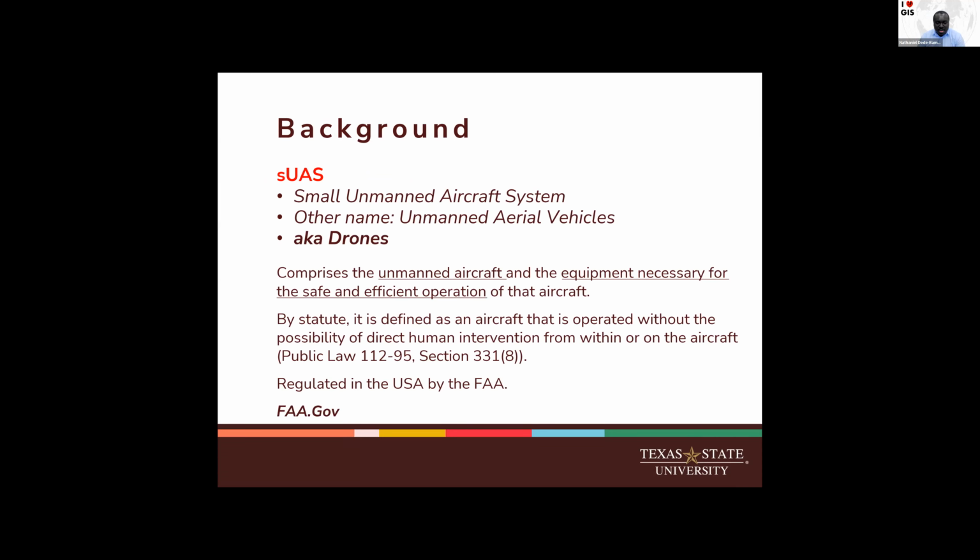It's called unmanned because, of course, there's no person on board, but it's operated from a remote location. And then also the equipment necessary for the safe and efficient operation of the aircraft. So it comes with a remote controller, and then of course it has to be connected to some sort of satellite system, especially the bigger ones, for it to navigate properly and also to record locations properly.